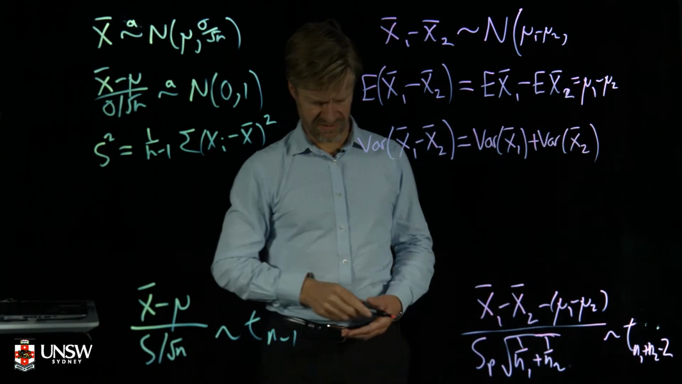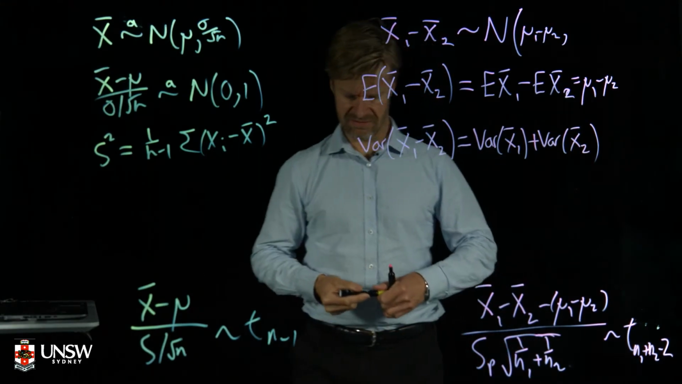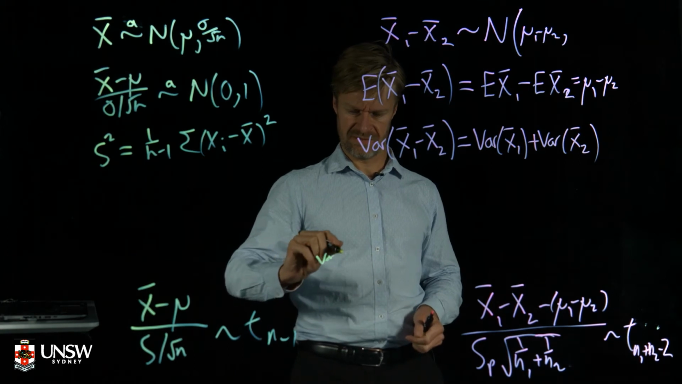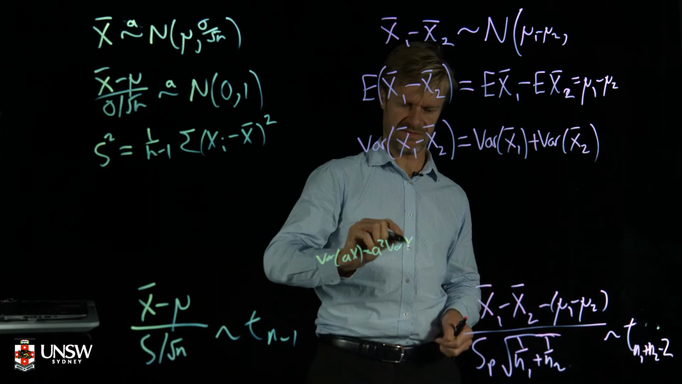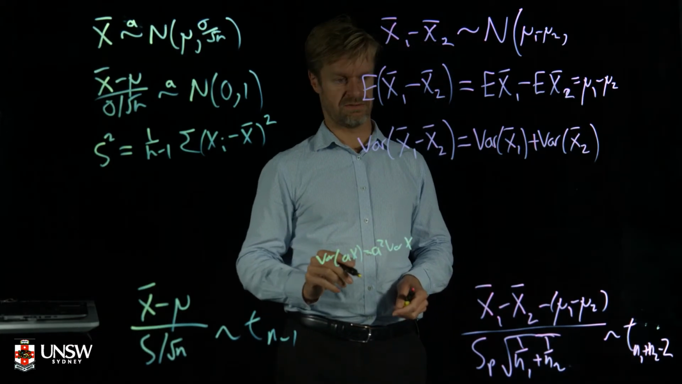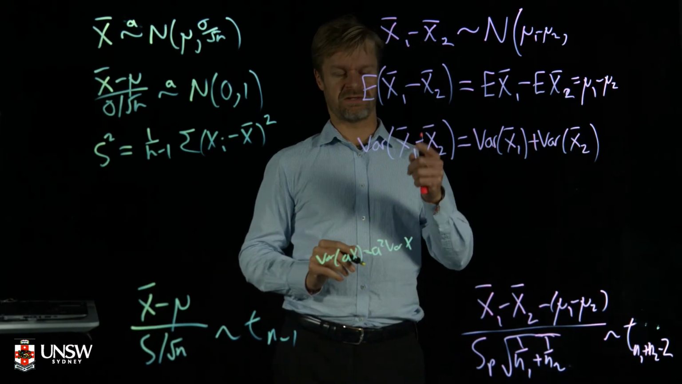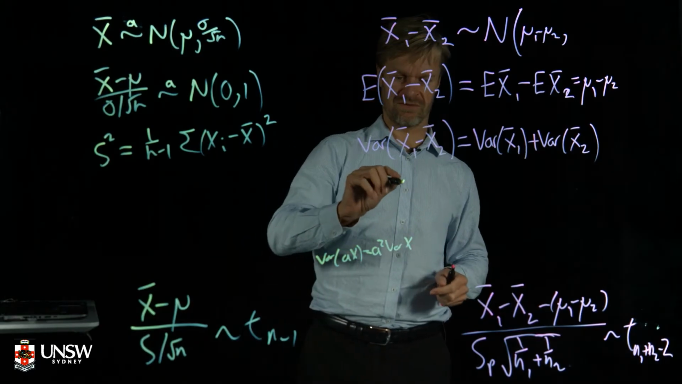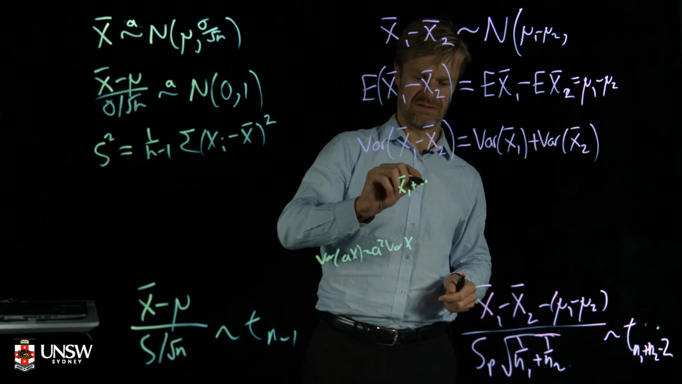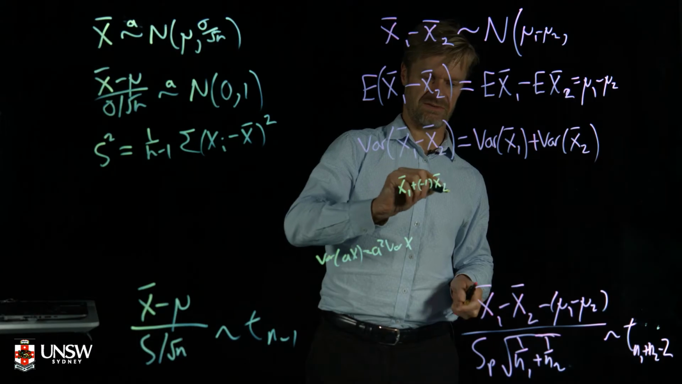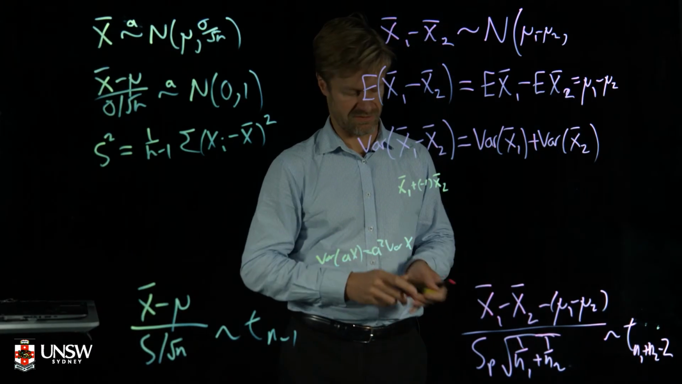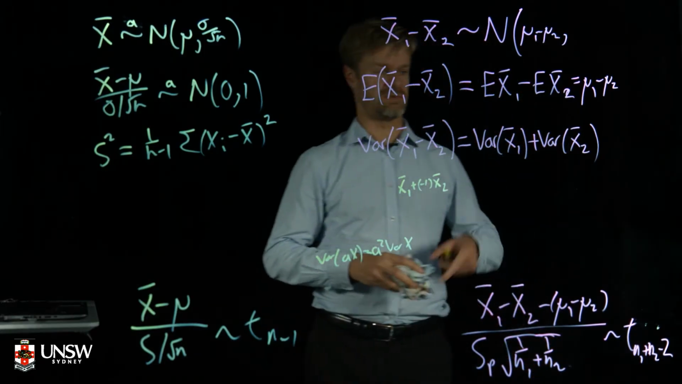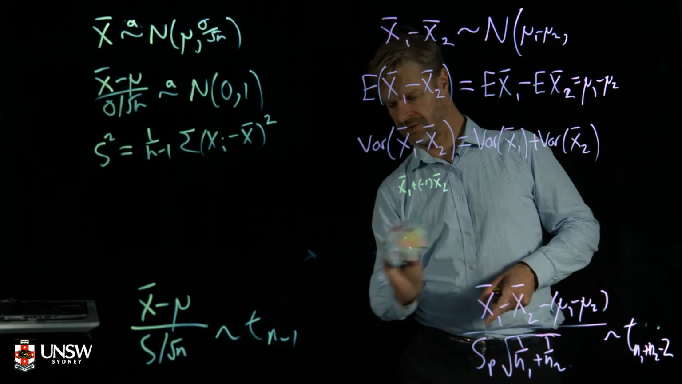Remember there was this result? Remember this result we had? That variance of ax is a squared times variance of x. So you can think of negative x bar 2 as being minus 1. So this is like x bar 1 plus negative 1 times x bar 2. And so you square that negative 1, it turns into a plus 1. So that's one way of thinking about where this plus comes from.